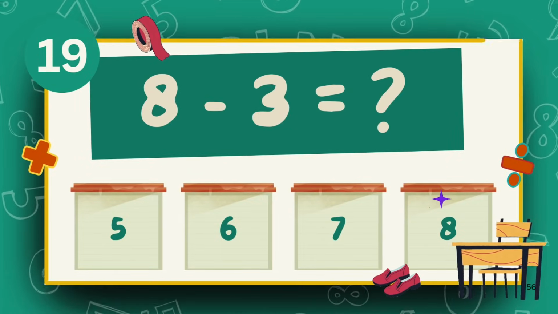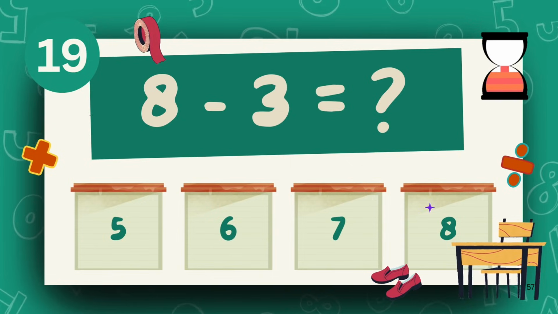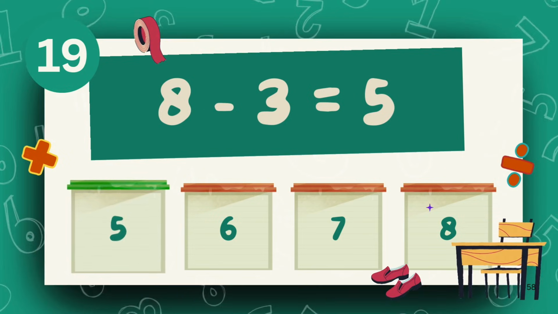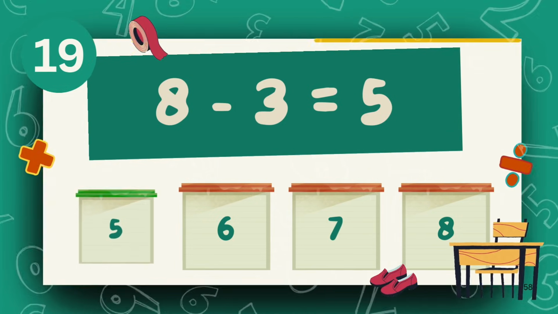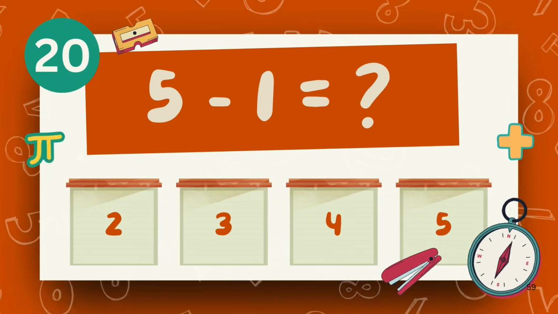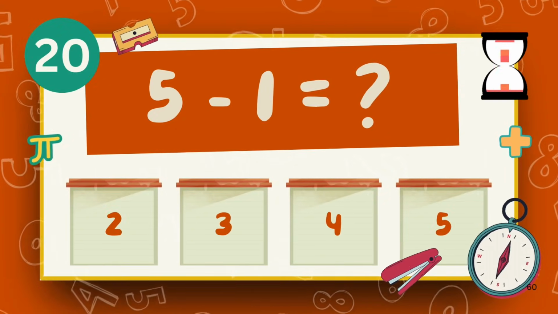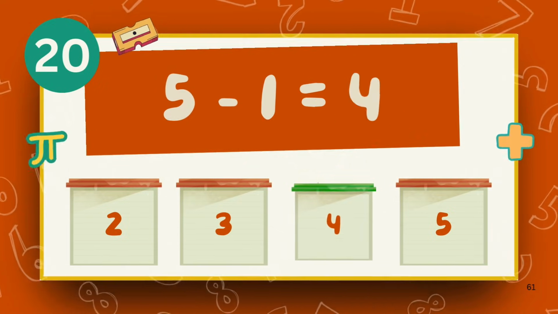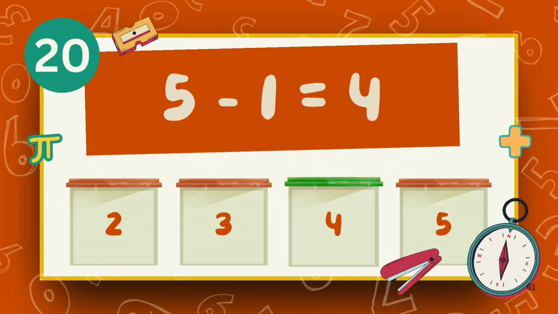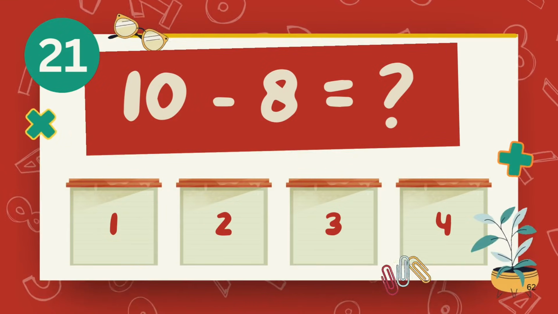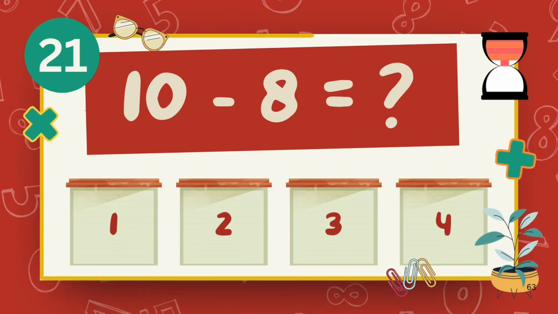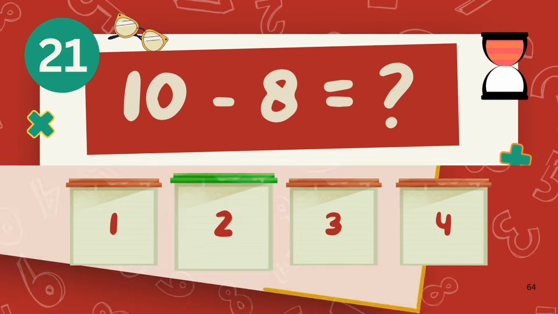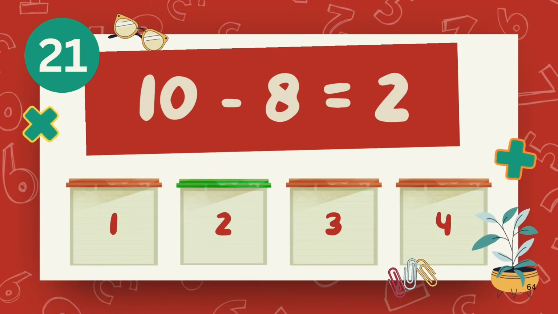What is 8 minus 3? The answer is 5. What is 5 minus 1? The answer is 4. What is 10 minus 8? The answer is 2.